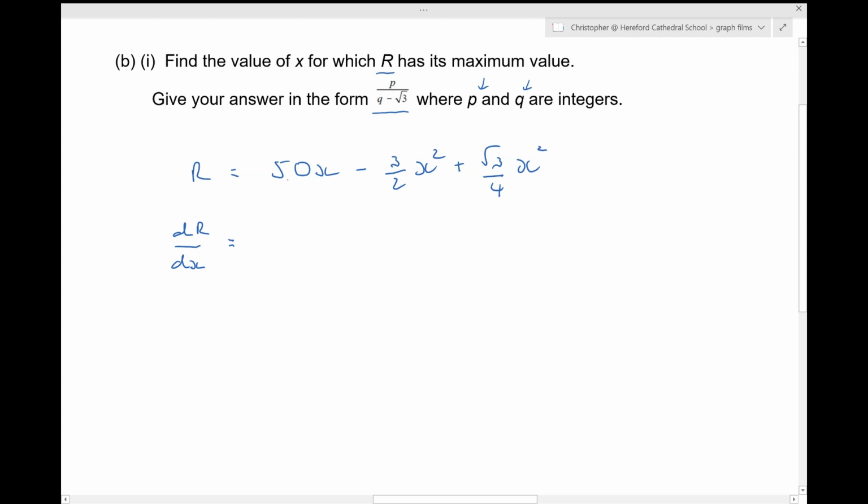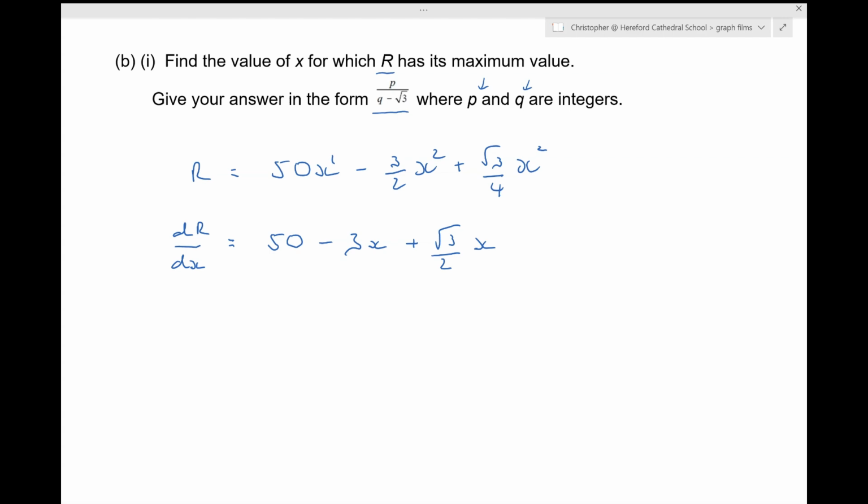So I'm differentiating this expression. 50x, well, that's 50x to the power 1, so the differential of that is just 50 times x to the power of 0, which is simply 50. Minus x squared, so 2 times minus 3 over 2 is minus 3, x to the power of 1, because I've reduced the power of x by 1. Plus, I've got x squared here, so I'm going to do twice the coefficient. Well, twice root 3 over 4 is root 3 over 2, and that's going to be multiplied by x, because I've reduced the power of x by 1.